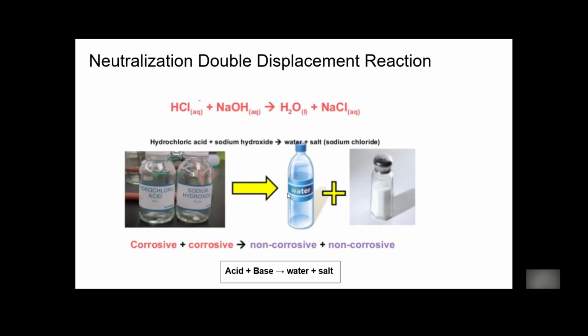Now let's get into neutralization double displacement reactions. We're going to do a titration next week, and that's exactly what this is. This is a double displacement. It is with an acid and a base. Now keep in mind, we know sodium hydroxide is a base, but there are other bases that don't look like sodium hydroxide with the OH.